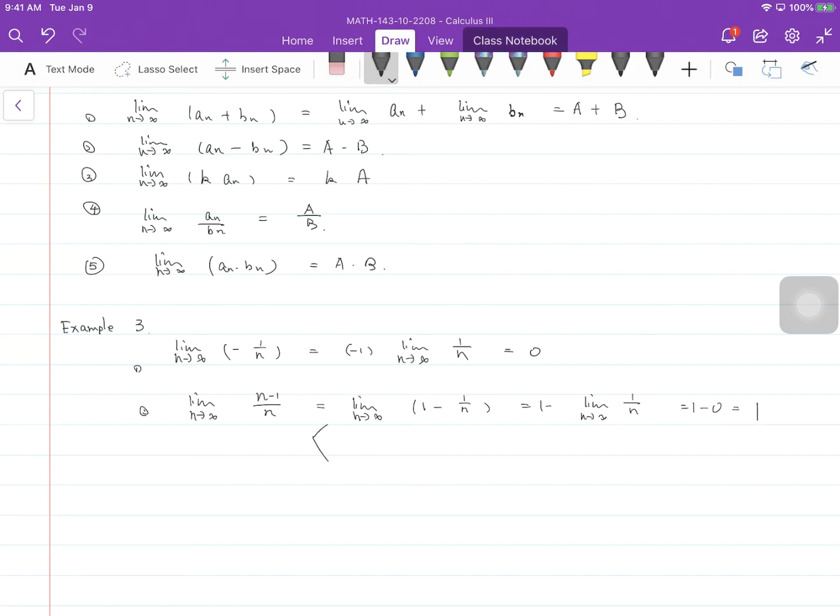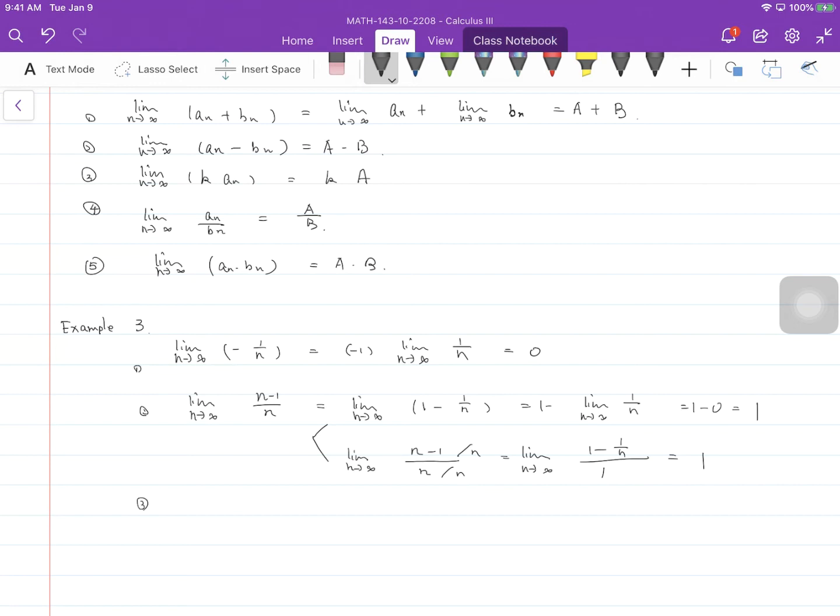The other method, you can do this way. In calculus 1, I think you learned we divide both the numerator and denominator by n. So let's see, n goes to infinity. So 1 minus 1 over n on the top and 1 at the bottom. So the answer is also 1. You can use any method. Okay. We just want to find the limit.